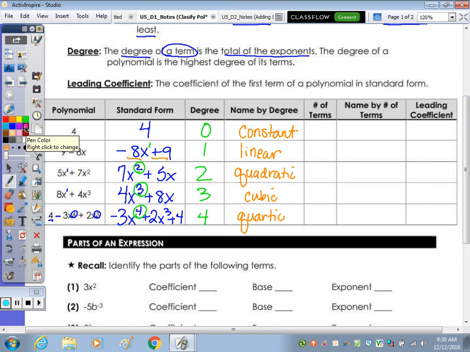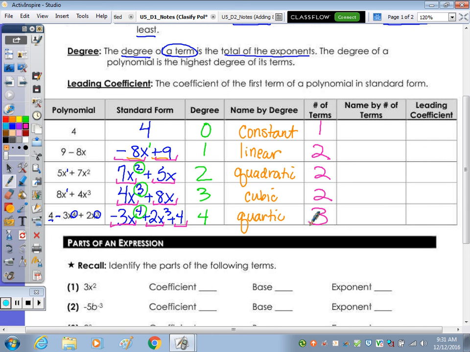Number of terms. Okay, terms are separated by addition and subtraction signs. So here we just have the one term. Here we have 1, 2 terms. The next one, 1, 2 terms. 1, 2 terms. And then the last one will have 1, 2, 3.